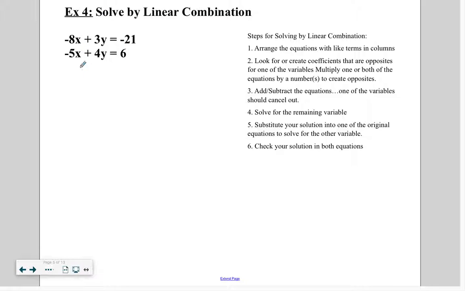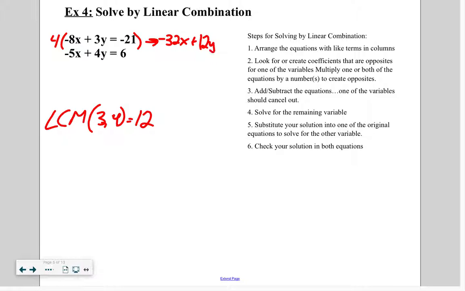Last example here. So again, solving this by combinations or elimination. So if you think about what's the least common multiple of 8 and 5, that's going to be 40. So we're going to get some pretty big numbers. Whereas the least common multiple of 3 and 4, again, is 12. So I would multiply this top one by 4. So I get negative 32x plus 12y equals negative 84.